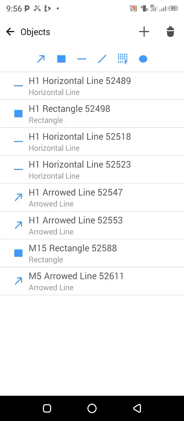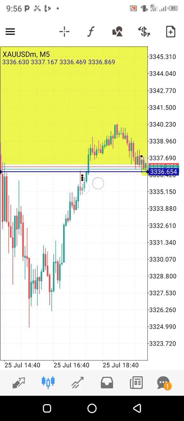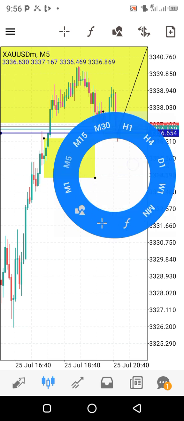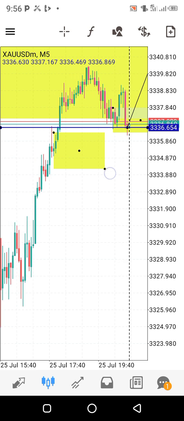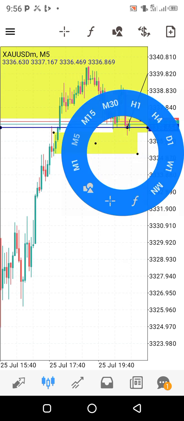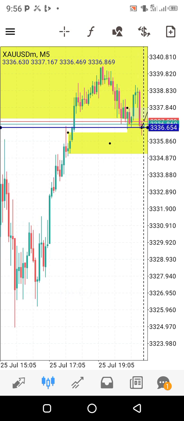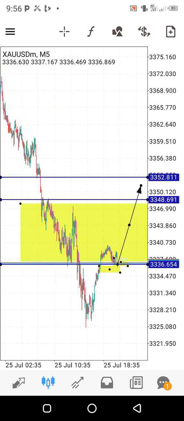My stop loss will be underneath this level here, around this area, because if price is able to break that demand zone beneath, then I have no entry. So that's my outlook on gold. We may have some buys coming next Monday.